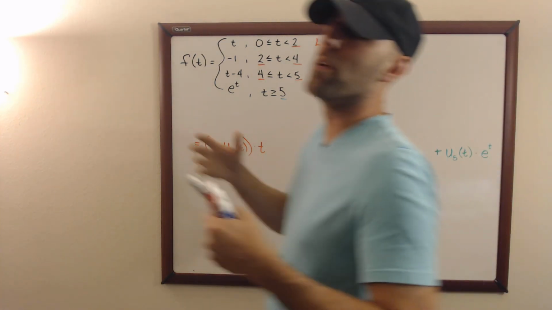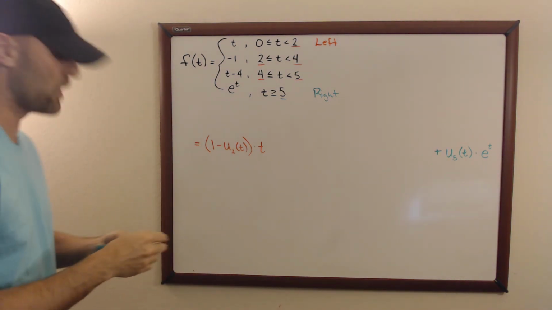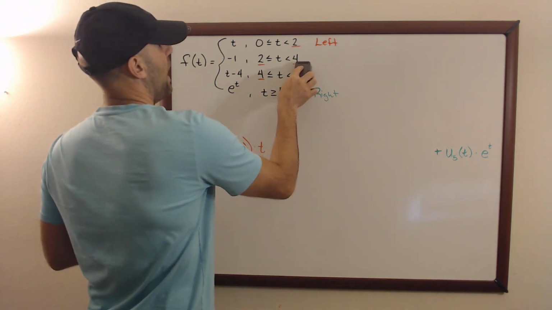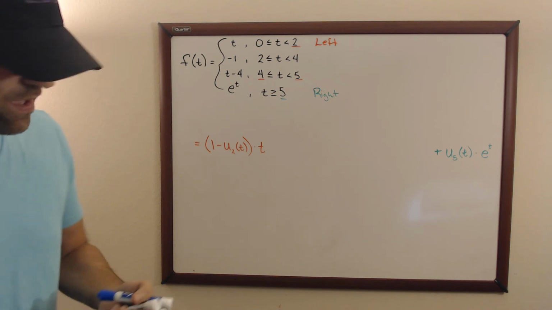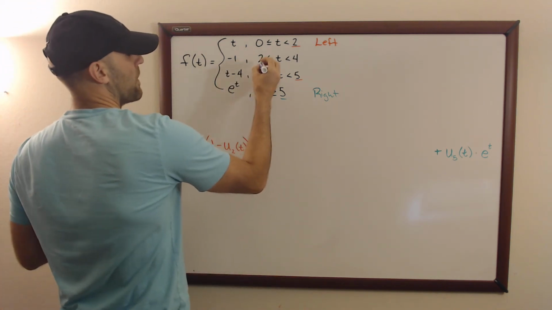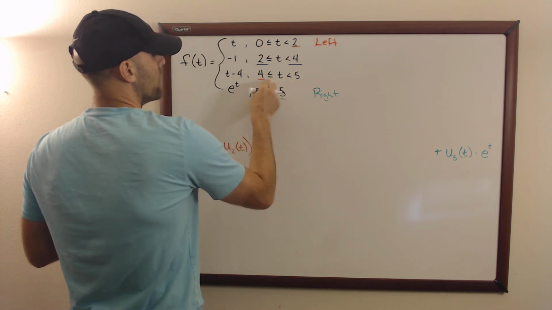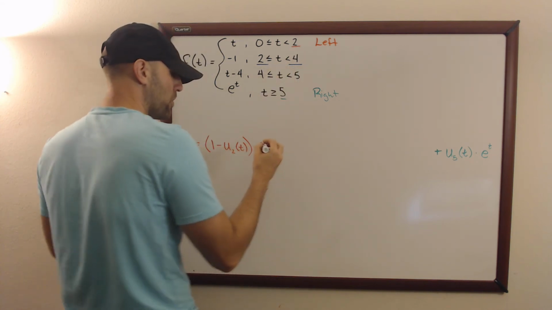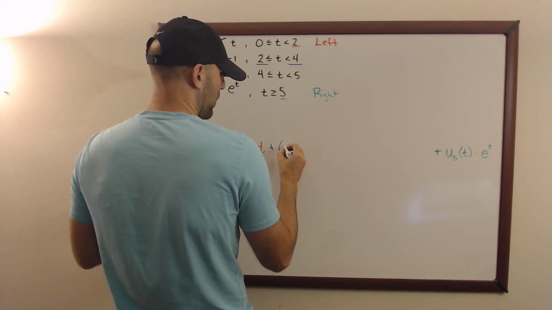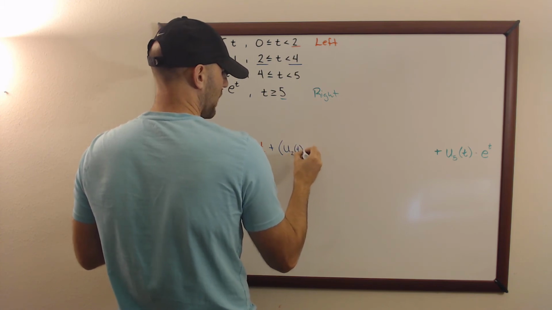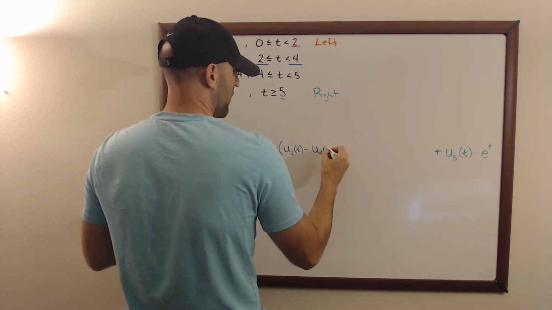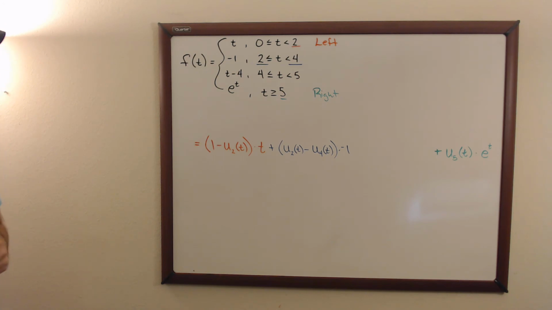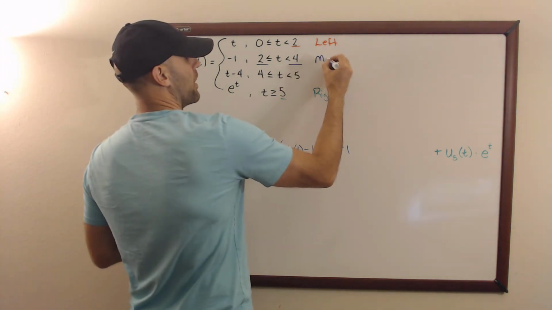Now, how do I do the middle ones? If you remember, the middle ones are done by taking the difference of 2 unit step functions. So let me do this one next. Here's my function. My function is -1, and I want it to turn on at 2 and then turn off again at 4. The way I do that is I use u sub 2 of t minus u sub 4 of t, and then times my function, -1. So this is one of my middle functions.